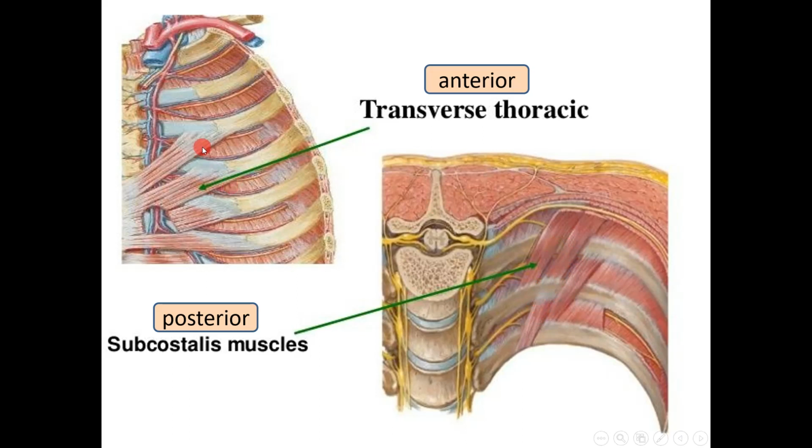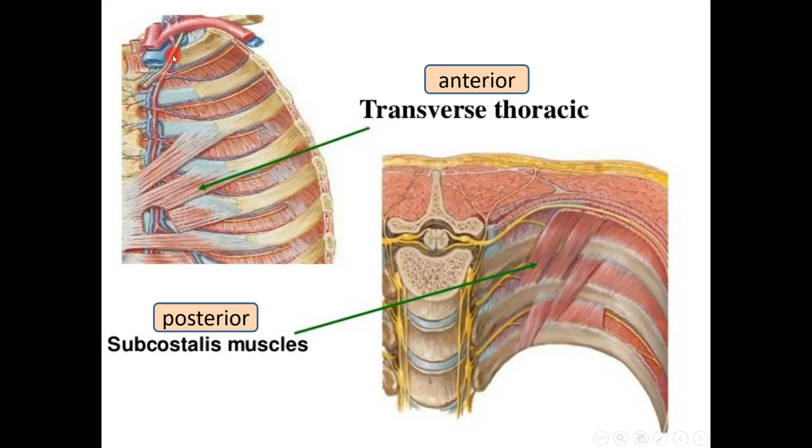And here we have the anterior view, from inside the thoracic cavity. Here we have the sternum from the inside. And here are the ribs, and these are the intercostal spaces. From the sternum to the ribs, we have a muscle which is called transversus thoracis. So these also help or assist the process of respiration during inspiration and expiration.